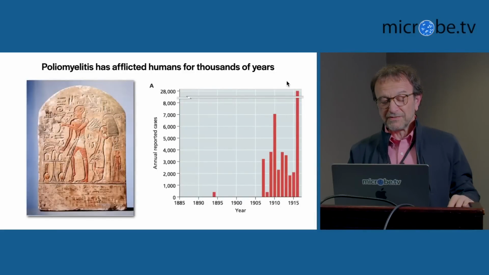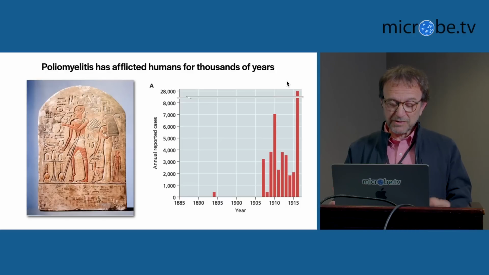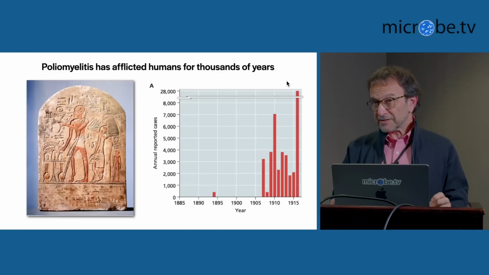So I thought I'd give a little history and overview of what we have done. Poliovirus has infected humans for thousands of years. We know this because there are sporadic reports of the disease in the literature, this Egyptian carving that you've already seen. But it was not epidemic, a case here, a case there.